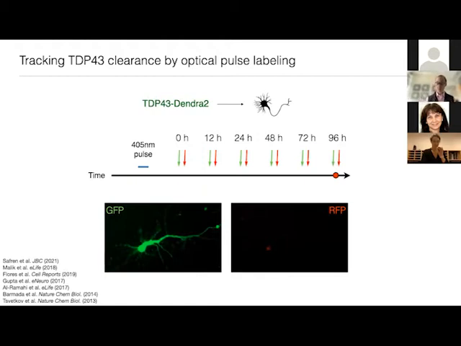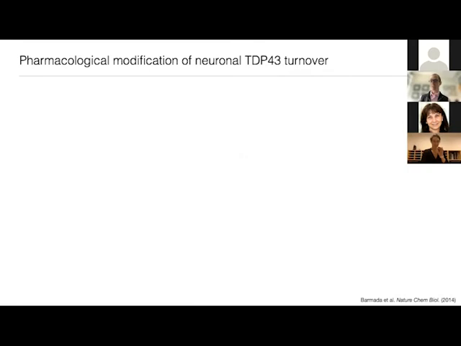And through several experiments, we're able to validate the use of this platform and compare it to more traditional approaches like metabolic or radioactive pulse labeling. But importantly, we're also able to use this to demonstrate that we can induce the clearance of TDP-43 using a series of tool compounds that we know enhance autophagy.